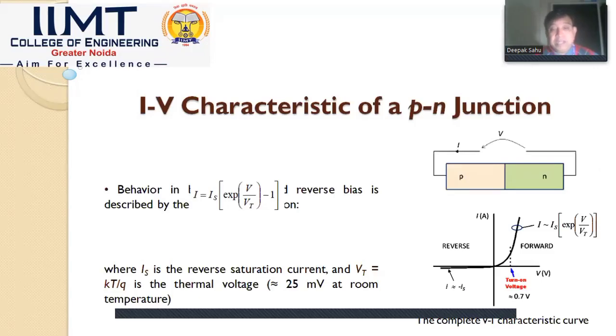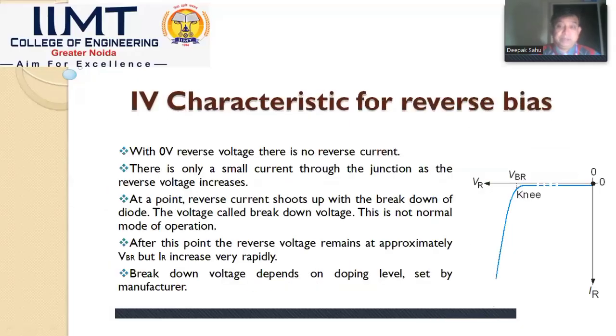So the current in the forward direction is given by the exponential nature, which is clearly shown in the graph on the right hand side. And if in reverse bias V is negative, the exponential term will become much less than 1, so it can be ignored. So I becomes minus Is, which is shown as the reverse current. The minus sign shows that if forward current is in the plus Y direction, then reverse is in the minus Y direction. And Is is the saturation current in nature, so Is basically remains a constant value.